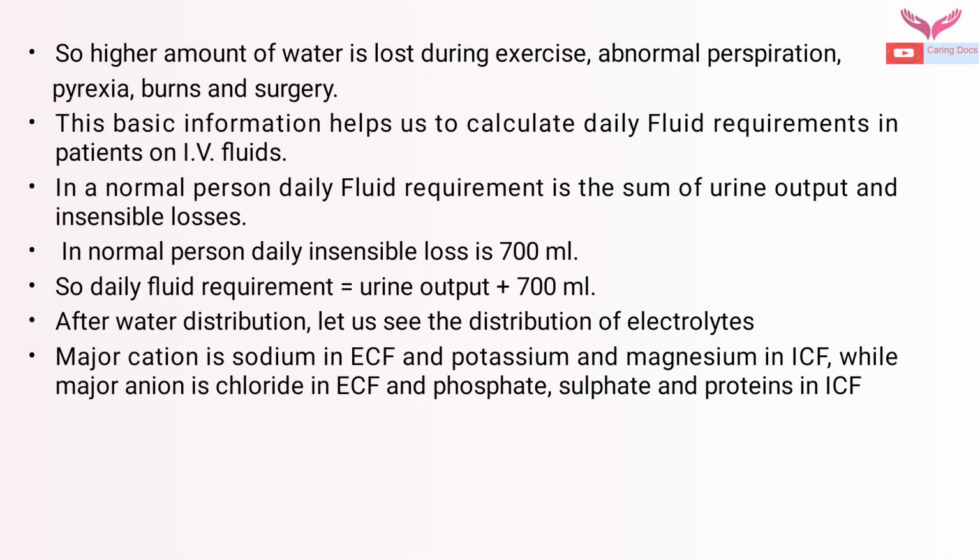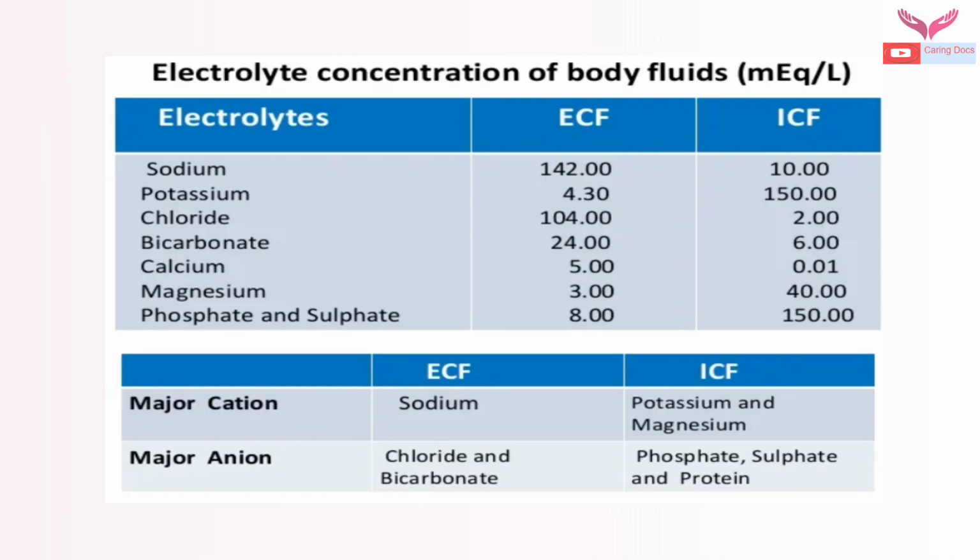And the major anion in extracellular fluid is chloride, and phosphate, sulfate, and proteins are the major anions in intracellular fluid. So, if we see the electrolyte concentration of the body fluids, sodium is the major cation in the extracellular fluid and it accounts for 142 milliequivalent approximately. And the major anions in the extracellular fluids are chloride and bicarbonate, which account for 104 milliequivalent, and bicarbonates are 24 milliequivalent in extracellular fluid.